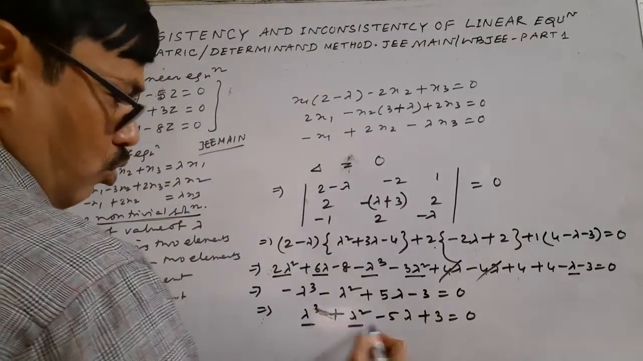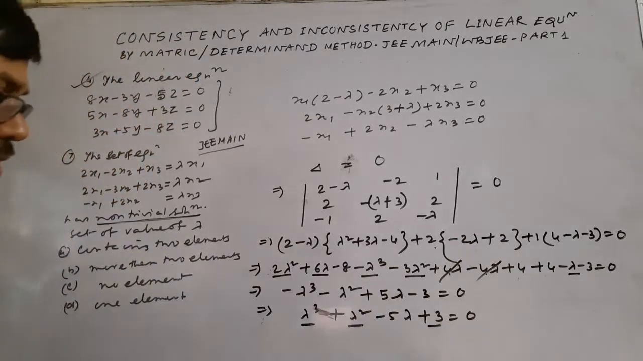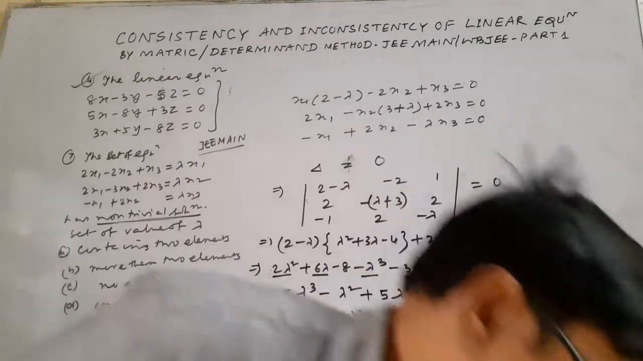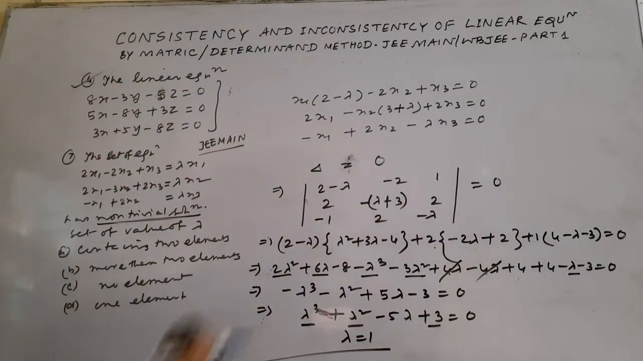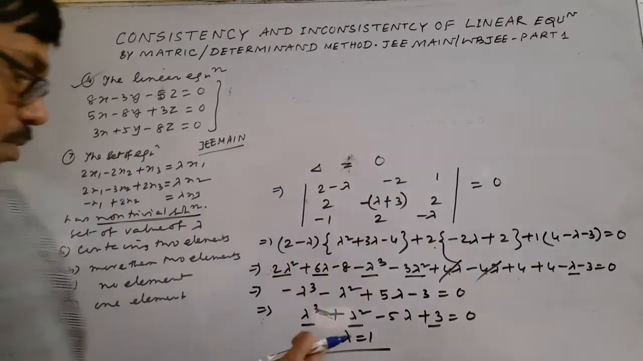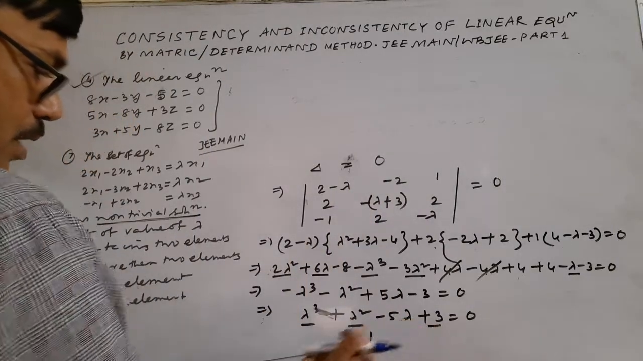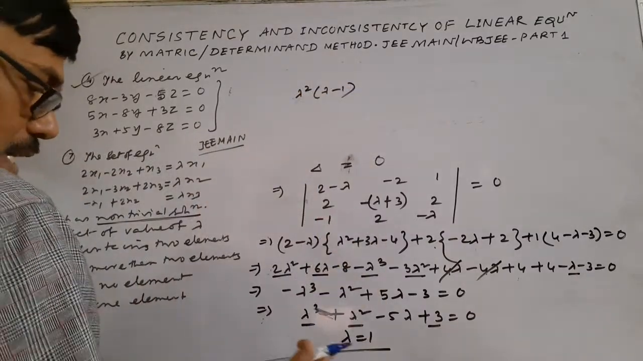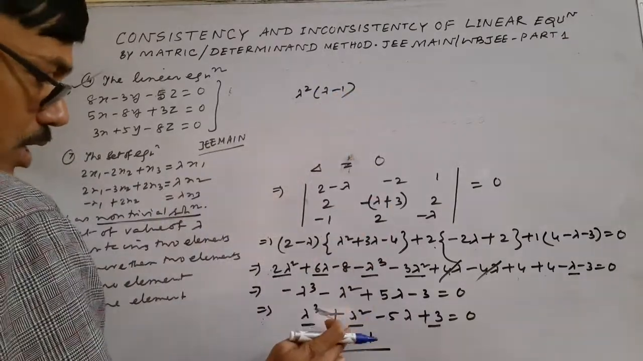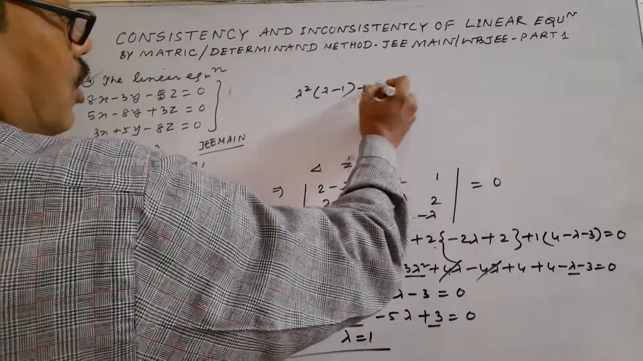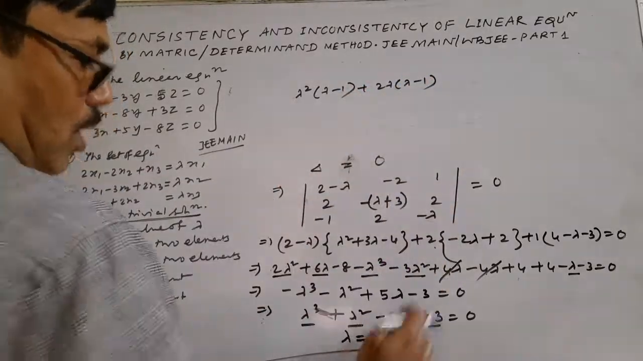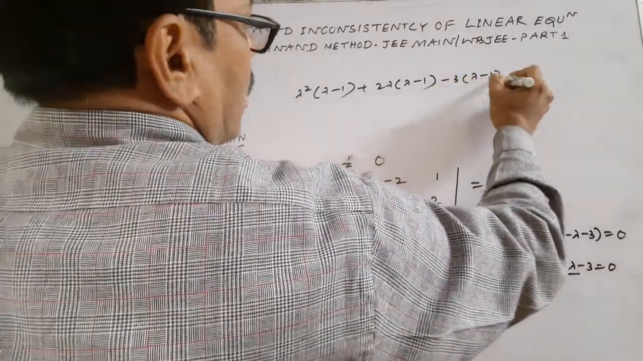So 1, 2 plus 3, 5. So lambda equals to 1 satisfies it. So 1 value is lambda equals to 1. So we factorize it. Lambda square into lambda minus 1, so we are getting lambda cube minus lambda square. But this is plus lambda square, so 2 lambda into lambda minus 1. So 2 lambda square minus 2 lambda minus 3 into lambda minus 1.